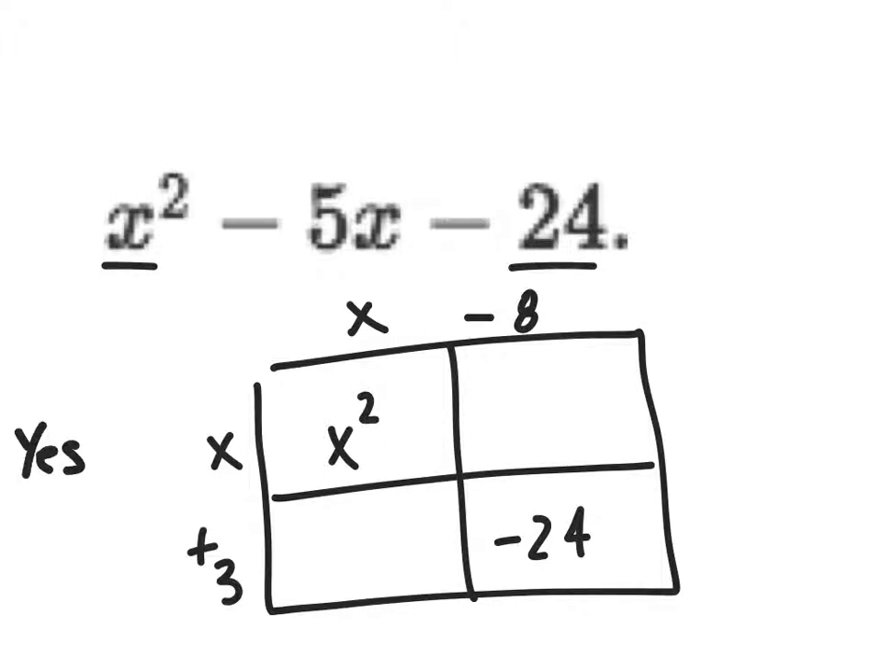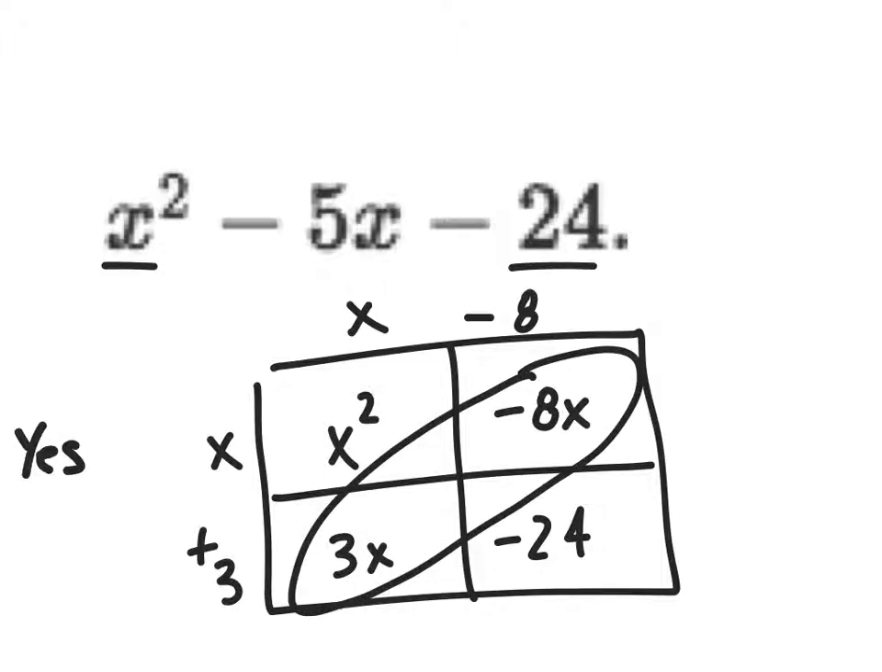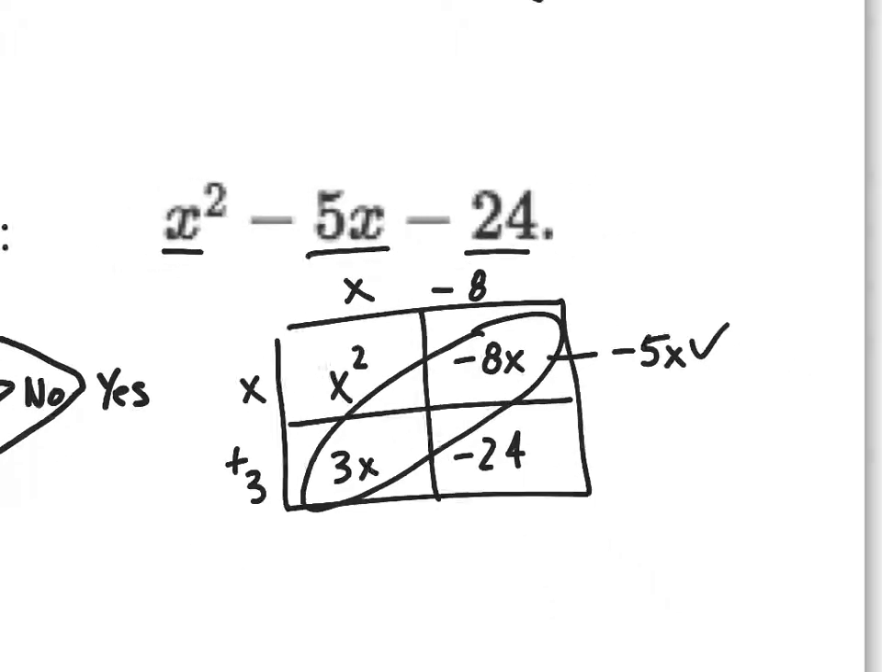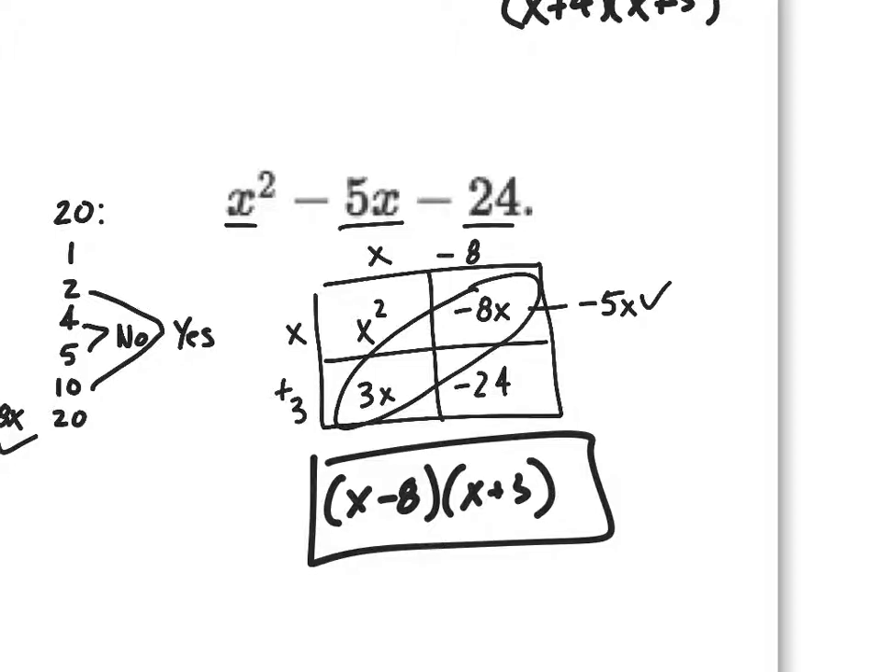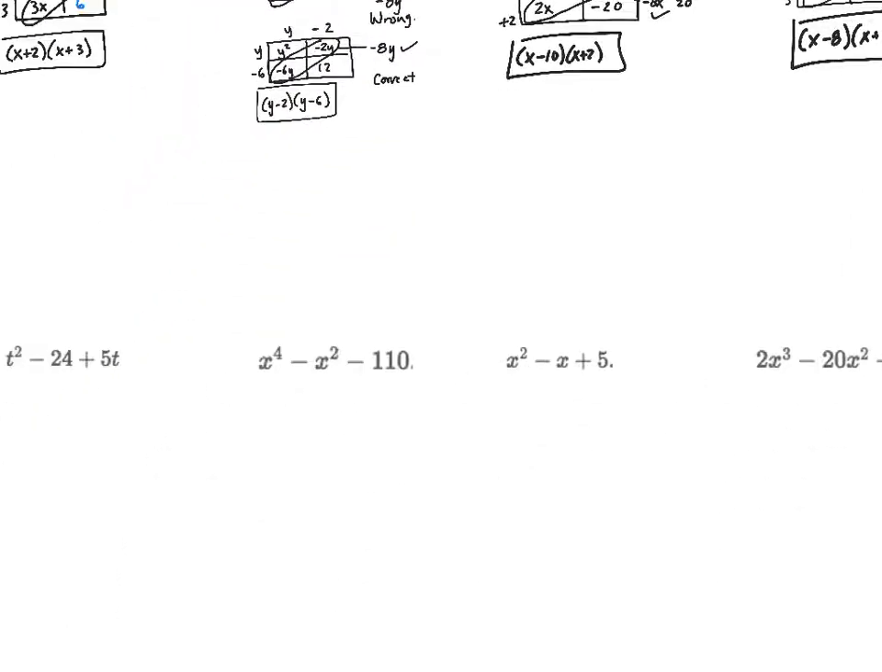Okay, if I do negative 8 times x, it's going to give me negative 8x. 3 times x is positive 3x. If I add these two together, that's going to give me negative 5x, and that's what I'm looking for, and we're done. Okay, so then my factored form is just going to give me x minus 8 and then x plus 3, and that's my answer. Okay? All right. Let's take a look at these down here.